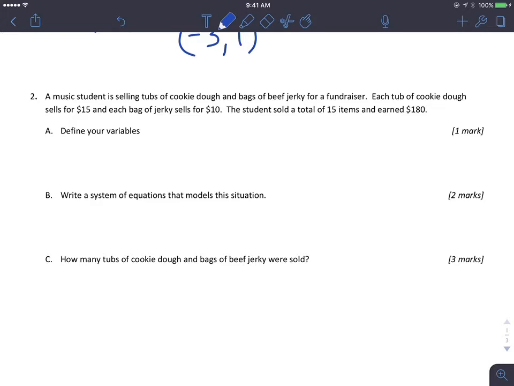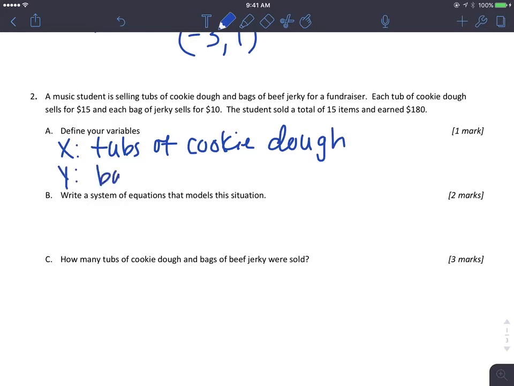So first, we're always going to need to define our variables. The first variable we've got here is the cookie dough. X is tubs of cookie dough. And then Y is going to be our beef jerky. Bags of beef jerky. So write a system of equations that models this situation.